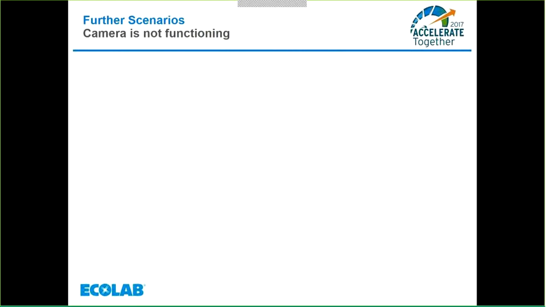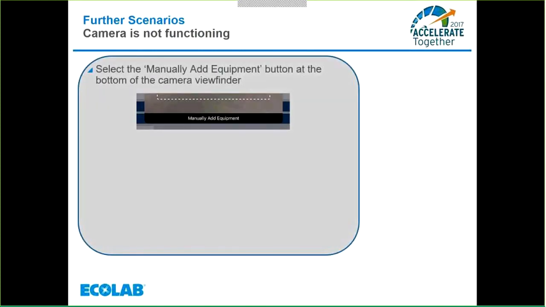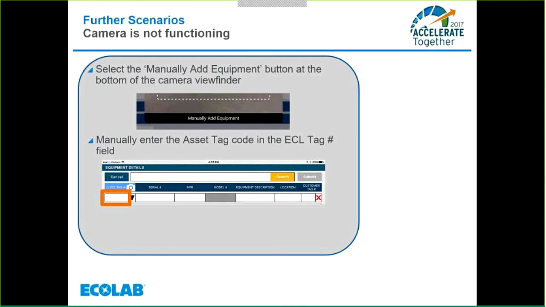Another scenario you may encounter is that the camera on your iPad is not functioning. Here, select the Manually Add Equipment button at the bottom of the camera viewfinder, manually enter the asset tag code in the ECL tag number field, and then fill in the rest of the equipment details as previously demonstrated.